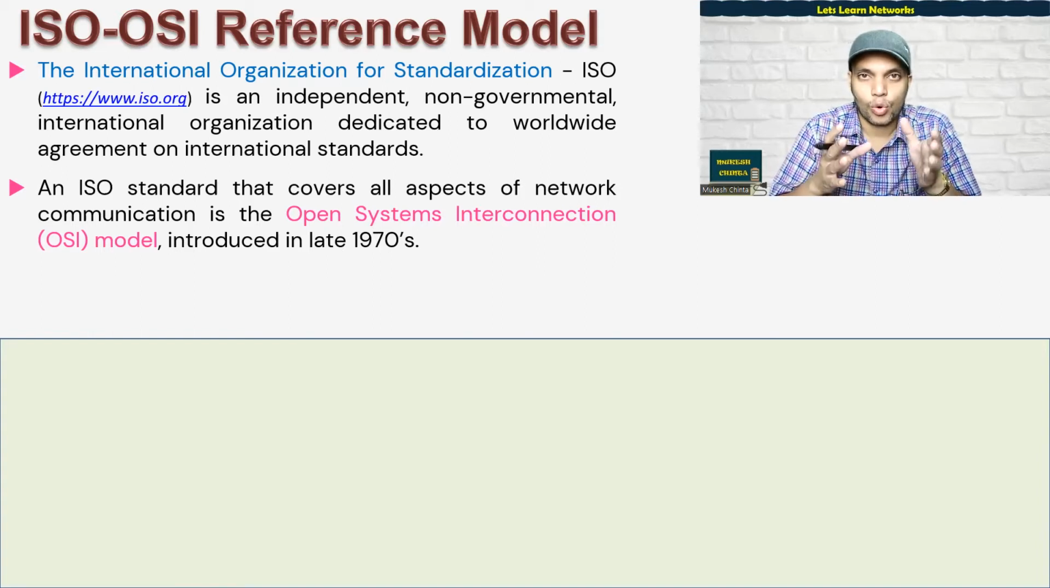OSI stands for Open Systems Interconnection, or simply put, the OSI model, which has been introduced from the 1970s onwards. You might ask me, sir, what do you mean by an open system? An open system is one which is open to communication, or which has the ability to communicate, send and receive data. Such a system is called an open system. And in order to connect these open systems together, this reference model has been proposed.